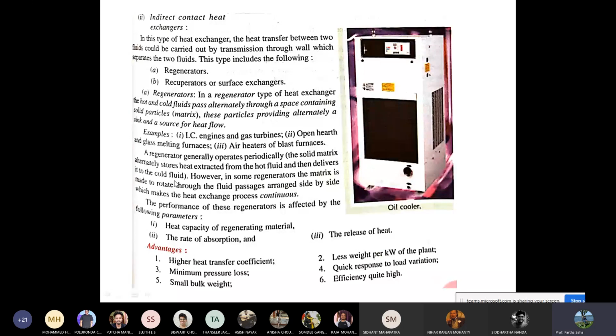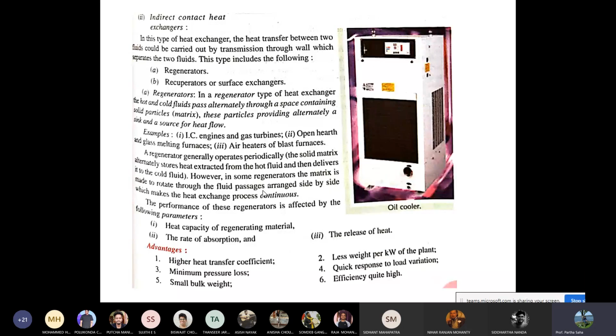As I said, the regenerator generally operates periodically. That is the transient state, and alternately it stores the heat extracted from the hot fluid and then delivers it to the cold fluid. However, in some cases the regenerator matrix is made to rotate through fluid passages arranged side by side, which makes the process continuous. With the evolution of industrial applications, a transient or intermittent heat exchanger is not very cost effective, so people have come up with a strategy to make it continuous, so that efficiency and cost effectiveness can be increased.